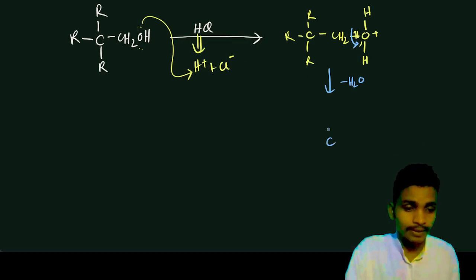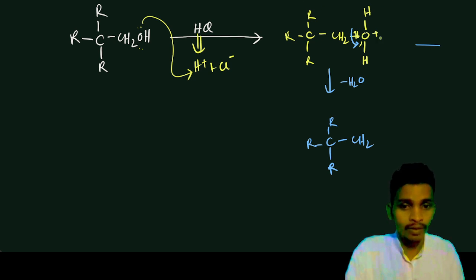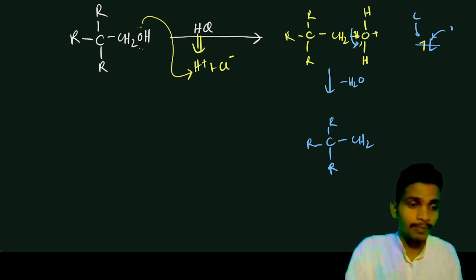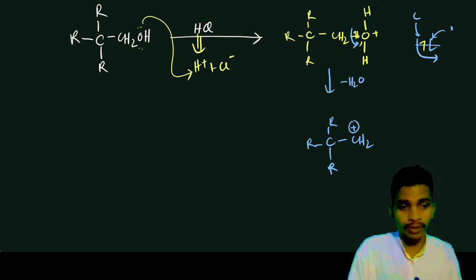So what we get here is a carbon with R and R and CH2. The bond was made with one electron from carbon and one from oxygen. But whenever the water leaves, meaning the oxygen leaves, it takes both electrons. So this carbon gets the positive charge. That is the concept.